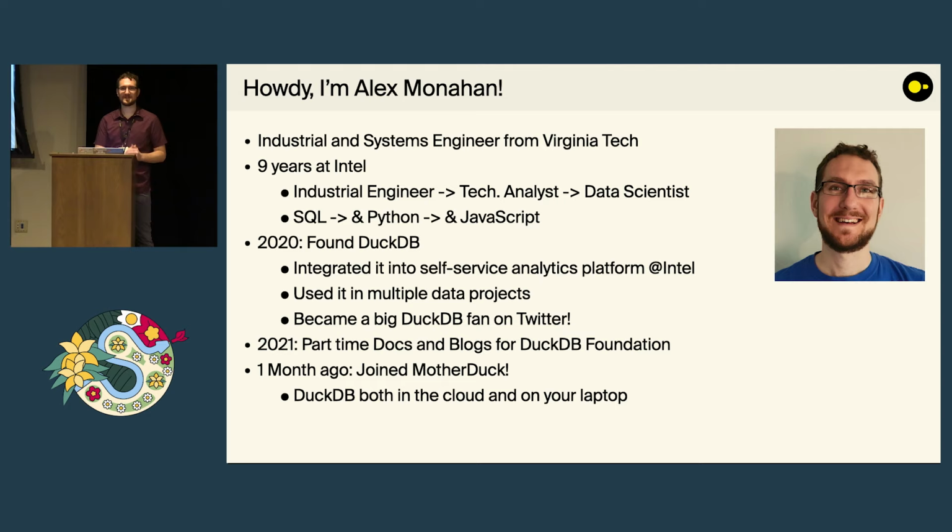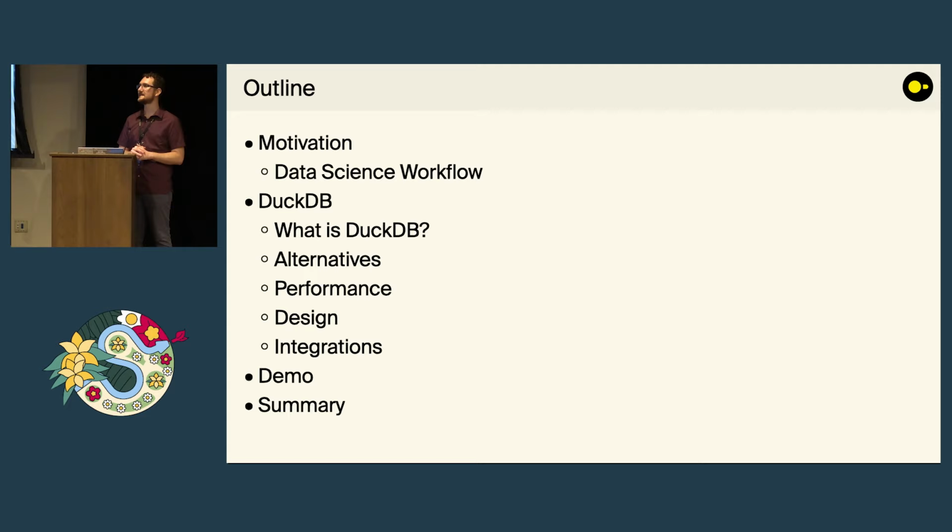So what are we going to cover? We're going to talk about why DuckDB exists and how it'll fit into the data science workflow. We'll talk about what is DuckDB at a high level, compare it to some of the alternatives. We'll take a quick look at a benchmark. You know, all benchmarks are biased, but we'll look at one. And we'll talk about what's under the hood, what makes DuckDB so fast. And we'll also talk about our integrations in the Python ecosystem. Finally, I've got a quick 5-minute demo, and we will wrap things up.